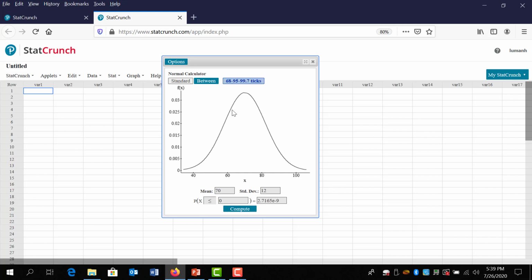When I click on this button, which says 68, 95, 99.7, all of a sudden notice that this scale changes. Now 70, which is the mean, is in the middle, and when we add one standard deviation, which is 12, 70 plus 12 is 82. So now the scale looks like what we would normally see when we draw a normal curve.